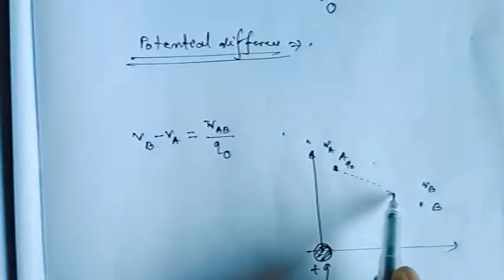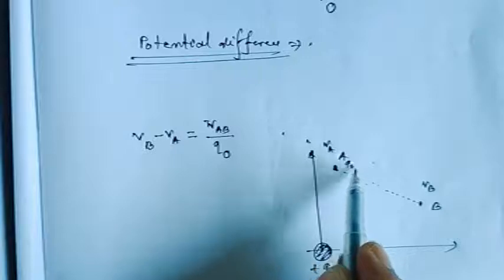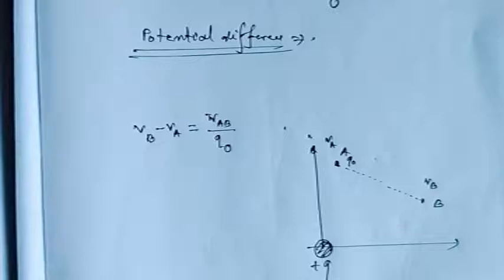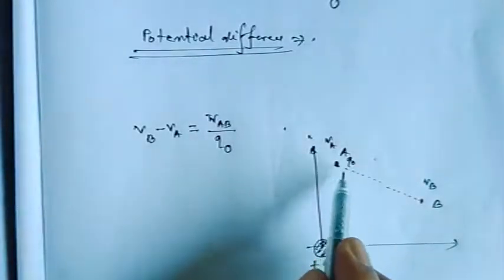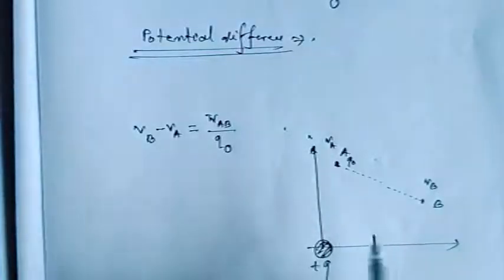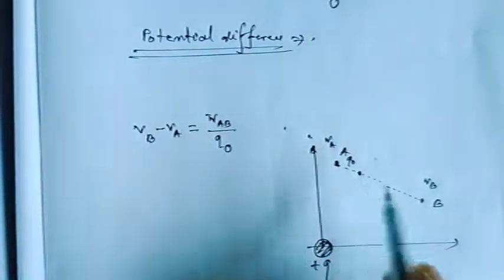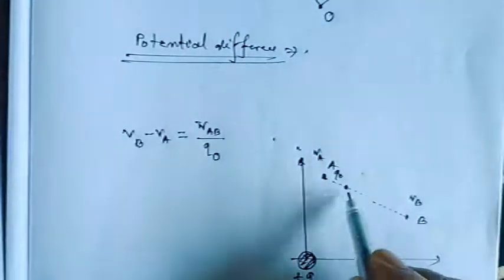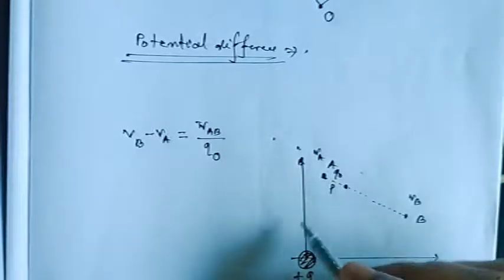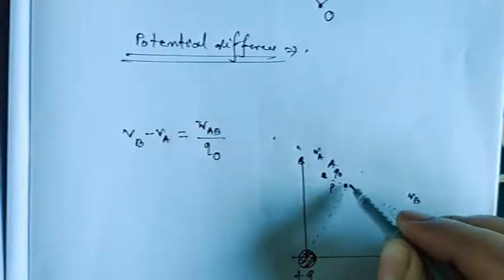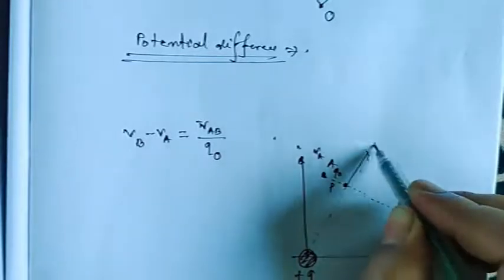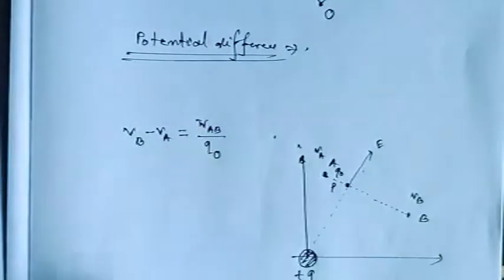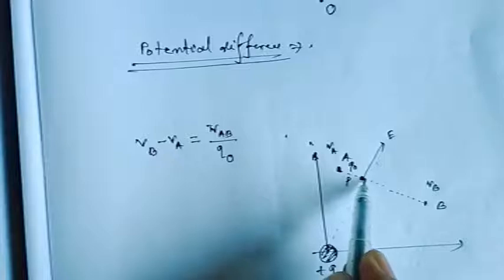This means we are bringing a charge Q naught from point A to B. Then how much work will we do? That work done will give us the potential difference VB minus VA. Now if we want to bring this Q naught charge along this line, then what will happen? Of course, first we can say there must be an electric field. If we consider this point as P, then the electric field at this point will be along this direction, because it's a positive charge and the electric field will be radially outward. Therefore the electric field is along this direction and we want to bring the charge along this direction.